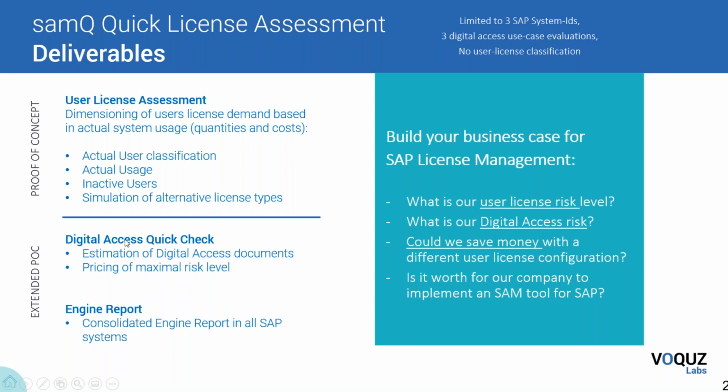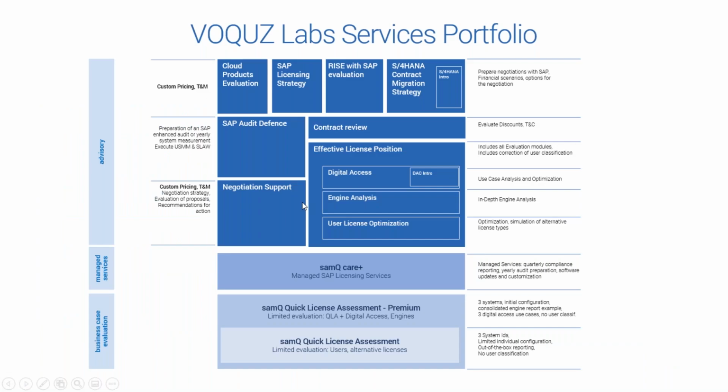If we extend the quick license, it includes a digital access check and the engine report. And this really is there to help you build a business case around what you require to put in place effective software asset management in your SAP environment. Remember, I went back right to the beginning of the slide around the cost elements and driving costs. To do this manually, you're just not going to get the right outcomes. We've been involved with customers who have tried it manually. You can't do it manually. You need a tool-based system to do this. So it's really important to look at that from that perspective.